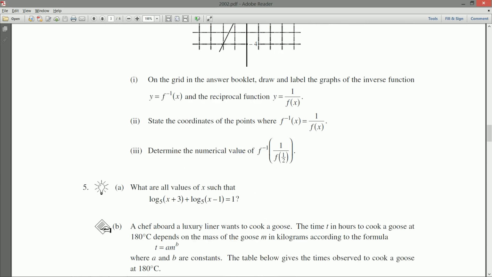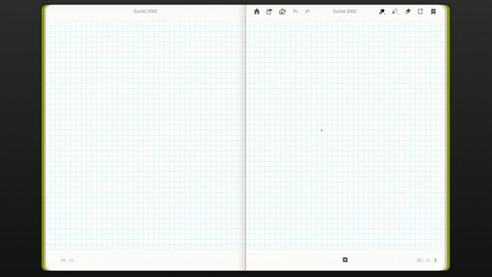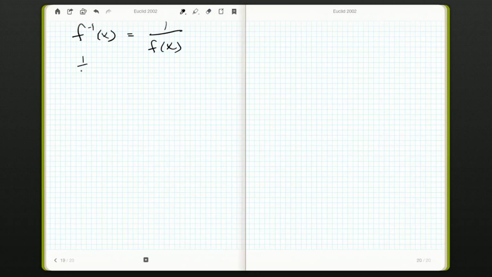B2, what have we got? State the coordinates of the points where this is equal to this. Well, as I already remarked, f inverse, because we got to show our work, f inverse is just 1/2 x, and this is 1 over 2x. So we rearrange these, multiply both sides by 2, and we get x is equal to 1 over x. Then multiply both sides by x, and we get x squared is equal to 1. So x is going to be plus or minus 1.